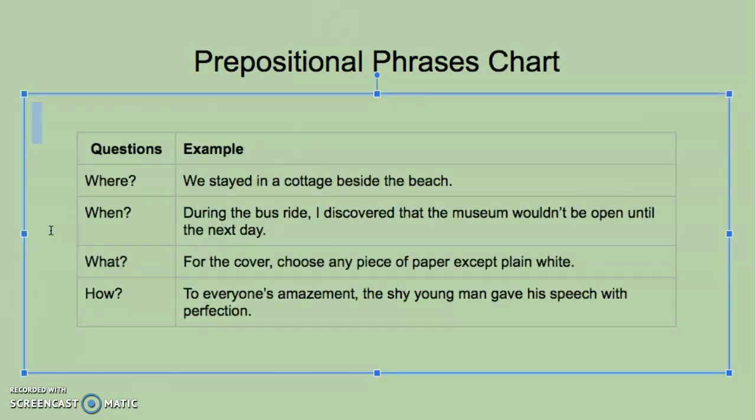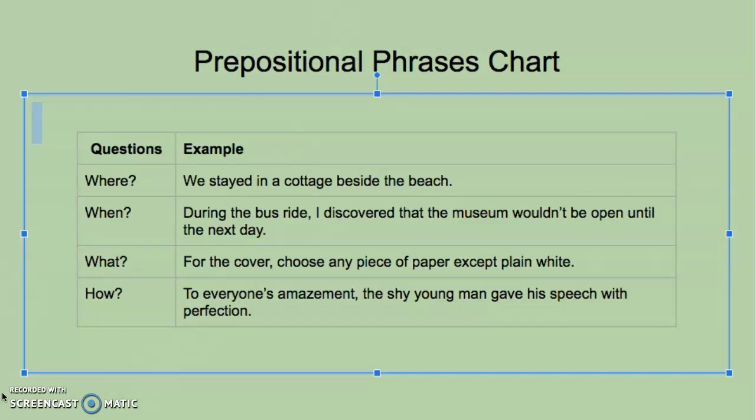So let's look at a prepositional phrases chart. Questions. Where? We stayed in a cottage beside the beach. When? During the bus ride, I discovered that the museum wouldn't be open until the next day. What? For the cover, choose any piece of paper except plain white. Or how? To everyone's amazement, the shy young man gave his speech with perfection.